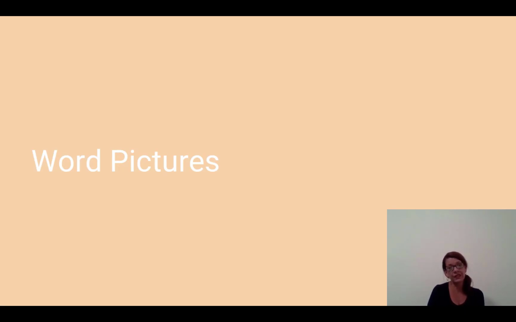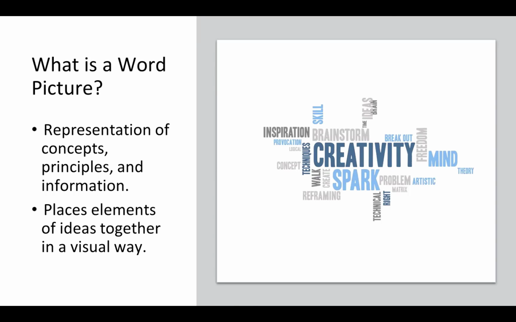Now that we've gotten through design, we will discuss word pictures. So what is a word picture? A word picture is a graphic representation of concepts, principles, and information, where keywords are shown in nodes. Word pictures are graphic organizers that place elements of ideas together in a visual way.